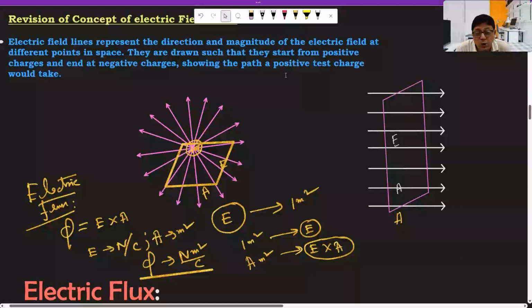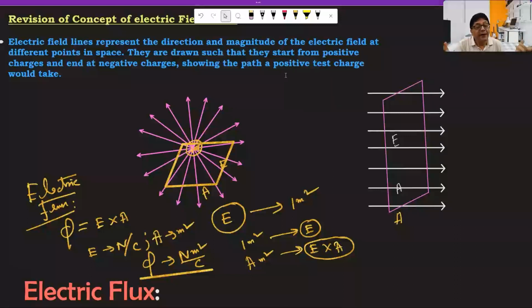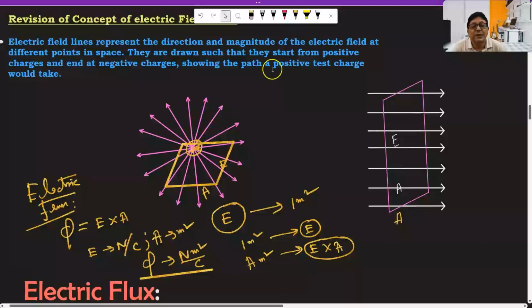So the revision of electric field lines, and how electric field strength helps to find the total number of lines of forces passing through a surface, is understood. Really understood. You ask yourself, is it understood? Whether you have understood or not, you can answer this in the comment box in the following session.